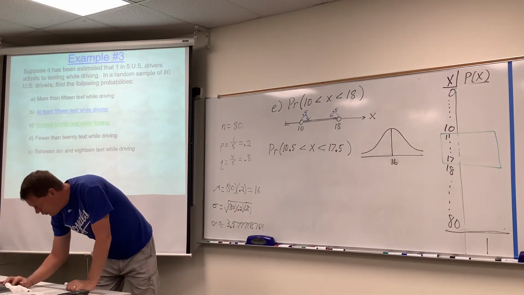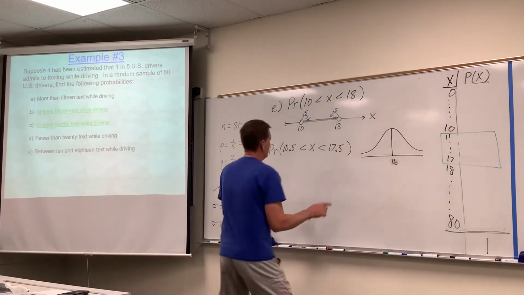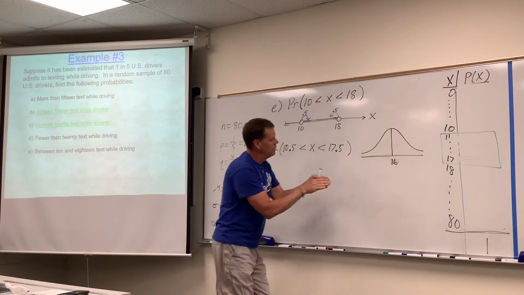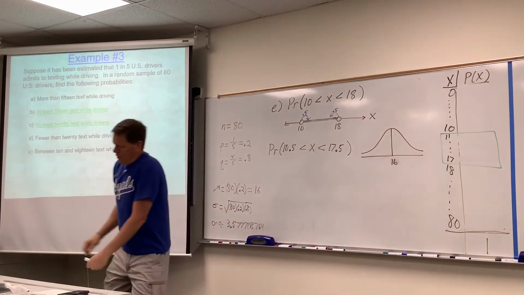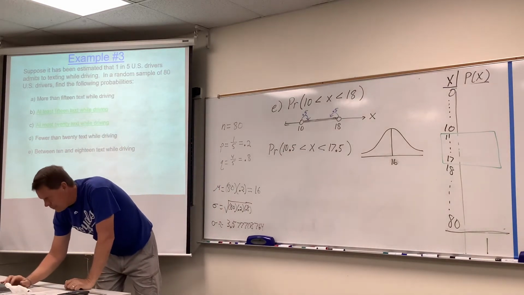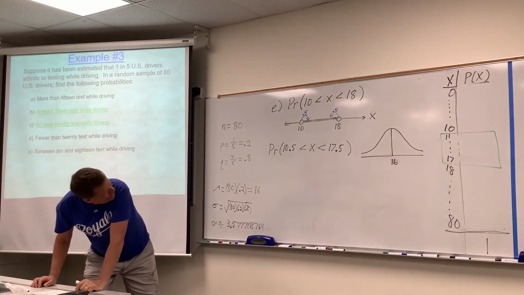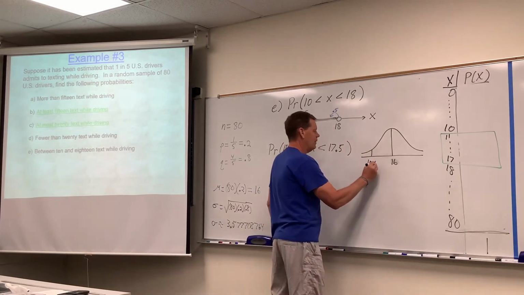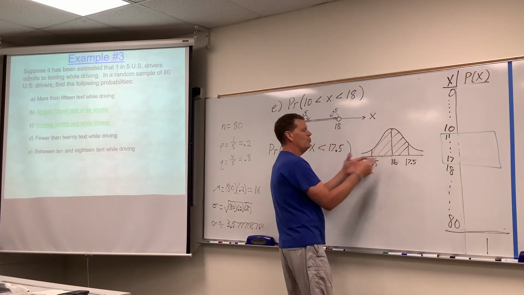I don't want you to memorize rules. I just want you to look at the picture here. One of them went to the right and the other one went to the left. It just depends. Between. I don't know what else to do there. So 10.5 is below 16, so it would be on the lower half of the bell curve, and 17.5 is above 16. So we're talking about combining two middle slivers, aren't we?